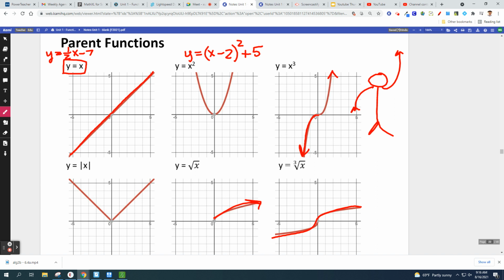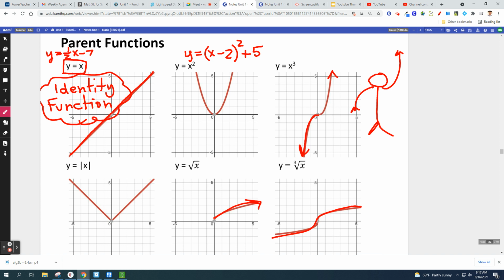One other thing that you need to memorize, and I think this will come up in your homework assignment, is this parent function right here is called the identity function. Y equals x. It is itself. It's its identity. So that's called the identity function.